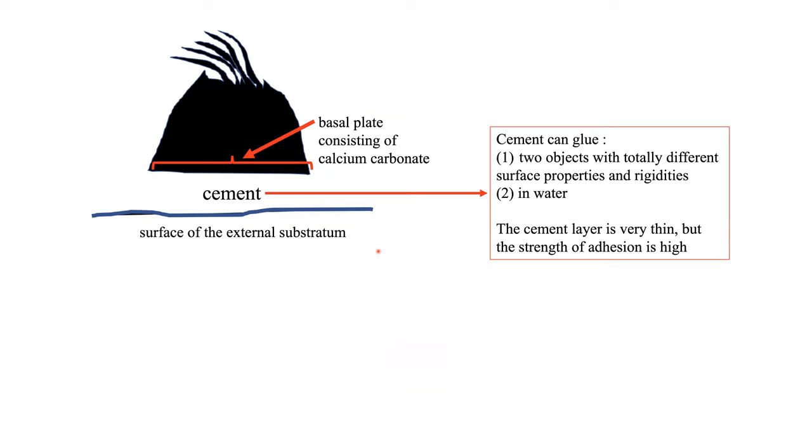So the barnacle glue has a specific feature compared to other glues. The cement can glue two objects with totally different surface properties and rigidities. One of the objects is a basal plate consisting of calcium carbonate, at the base of the barnacle itself, and the other object is the surface of the external substrate. The external substrate is sometimes a rock, sometimes the surface of whales, sometimes the shell of sea turtles, and sometimes the wall of a power plant tube. So it can attach to totally different types of objects.